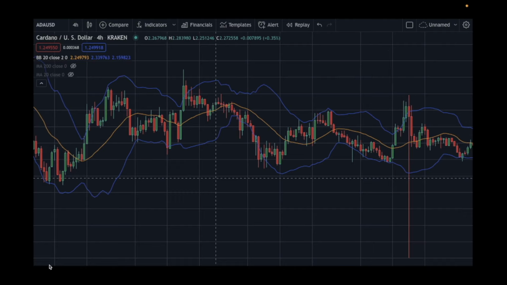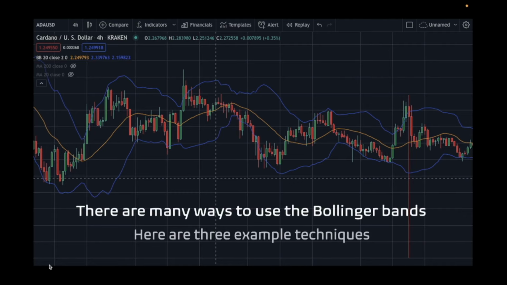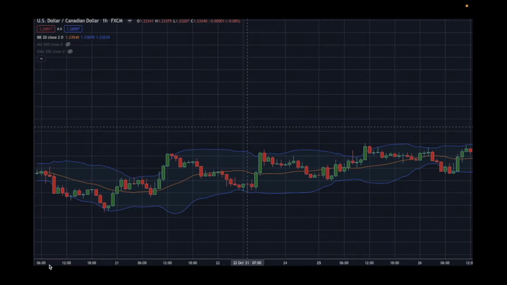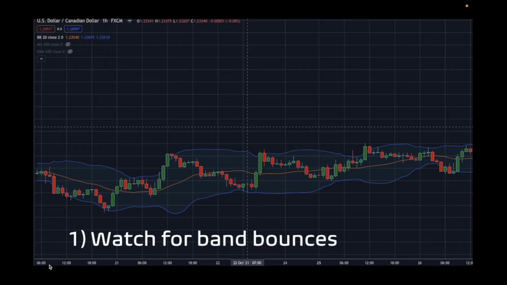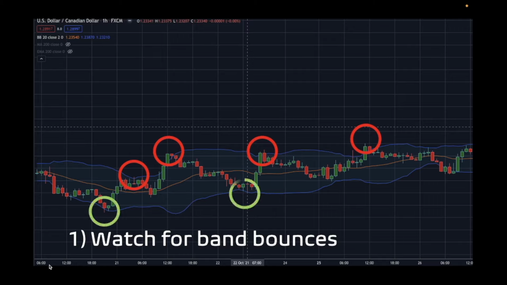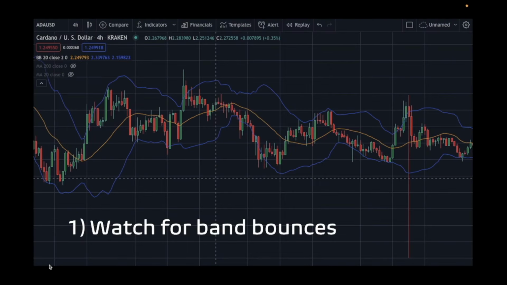So, there are many ways to trade off of the bands, but here are three common strategies. Strategy number one, look for the price to approach the bands. When price reaches the top band, you can look for a short play. When price is at the bottom band, look for long plays. But be careful here. Not every touch of the band signals a reversal. This is where other indicators can help you determine which position to take.